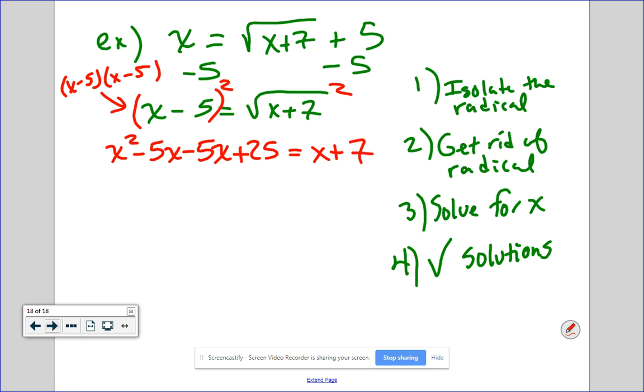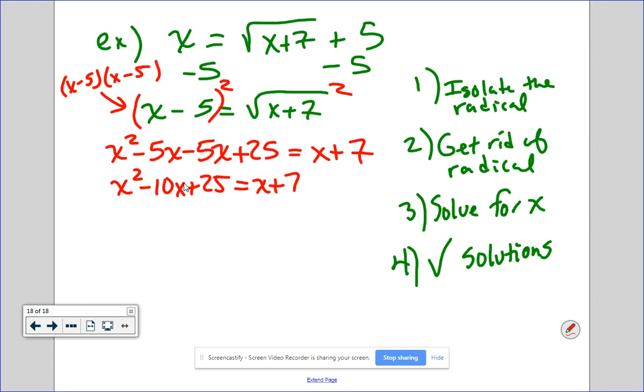And then on the right side, the square and the square root just cancel out. So all I have is x plus 7. And I'm going to pause because I know I'm going fast. Now, combine like terms. Left side I get x squared minus 10x plus 25 equals x plus 7.